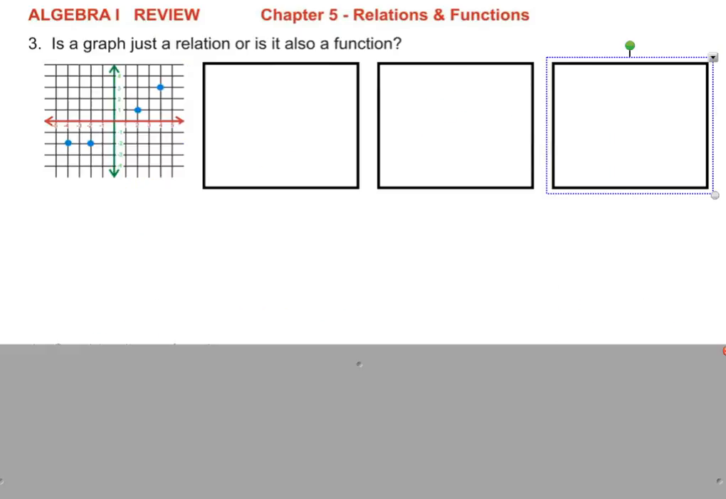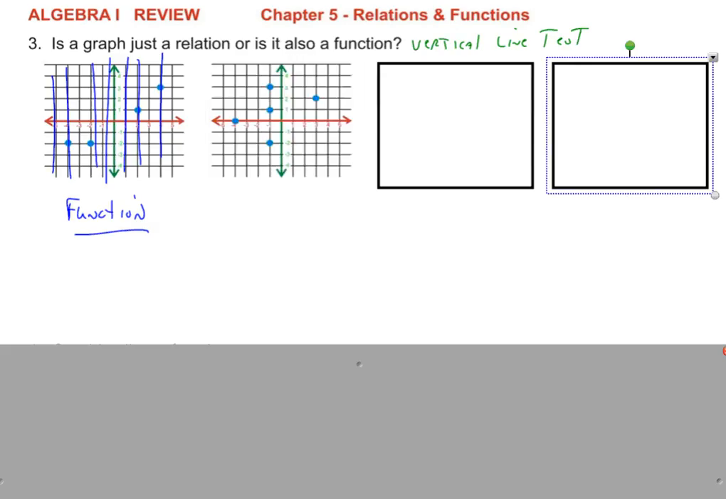Okay, is a graph just a relation or is it also a function? Remember, this is called the vertical line test. And what is the vertical line test? If a vertical line exists that will hit 2 or more points, then it is not a function. It is just a relation. Now, here's the thing on this first one. No matter what vertical line I choose, I only hit 1 point. Okay? Therefore, this is a relation, but more specifically, it is a function. It passed the vertical line test.